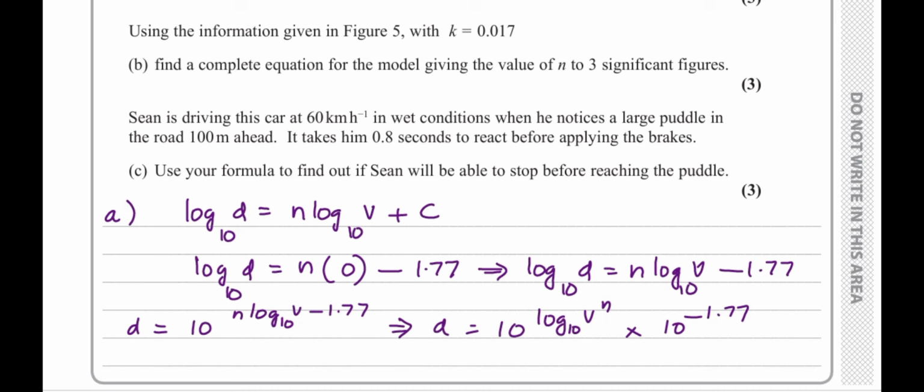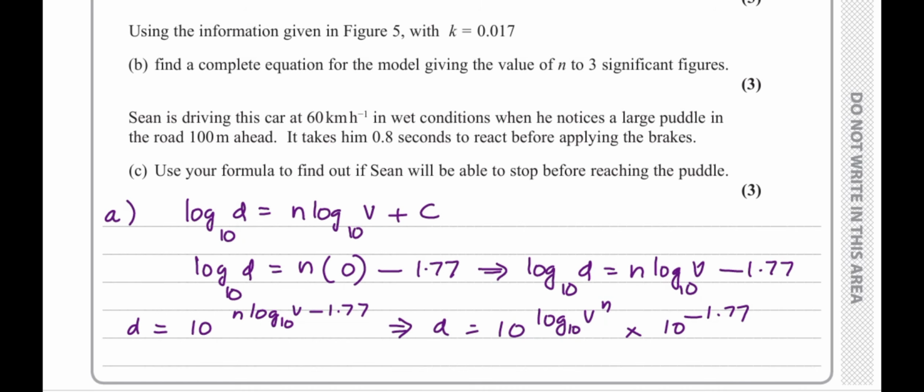Part C. Sean is driving this car at 60 km per hour in wet conditions when he notices a large puddle in the road 100 meters ahead. It takes him 0.8 seconds to react before applying the brakes. Use your formula to find out if Sean will be able to stop before reaching the puddle. So the strategy for this question is, we will find out the total stopping distance for Sean using the model that we have, and if it is more than 100 meters, then he is not going to be able to stop before reaching the puddle, or if it is less than 100 meters, he is going to be successful in stopping before reaching the puddle.